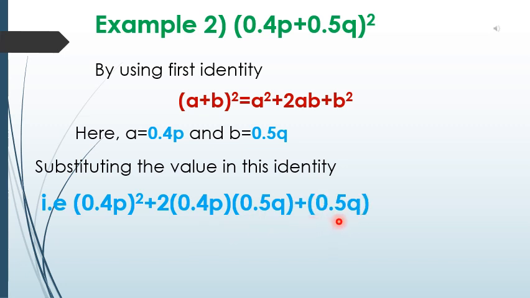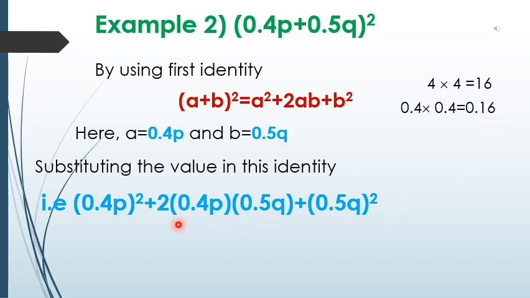(0.5q) whole square. That is, (0.4p) whole square is 0.4 into 0.4. For this multiplication, first ignore the decimals and just multiply 4 into 4, that is 16. Now 0.4 has one decimal and another 0.4 has one decimal. Therefore, we have to put the decimal before 2 digits, that is before 16. So you have to put the decimal, that is 0.16p square.